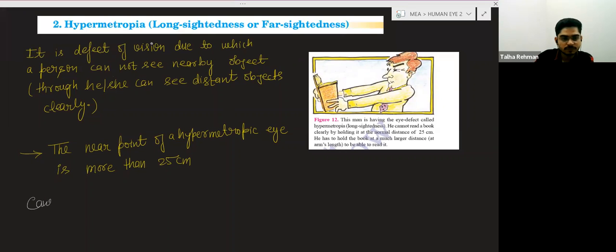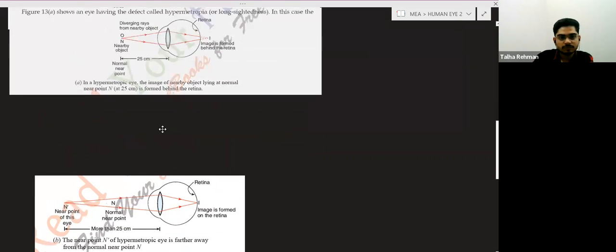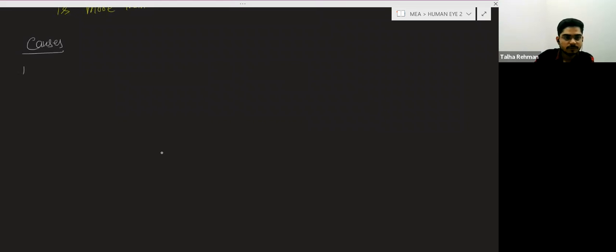What are the causes? Number one, earlier we discussed myopia, and myopia is due to the high converging power of the lens, but this is opposite. This is due to the low converging power of the eye lens.